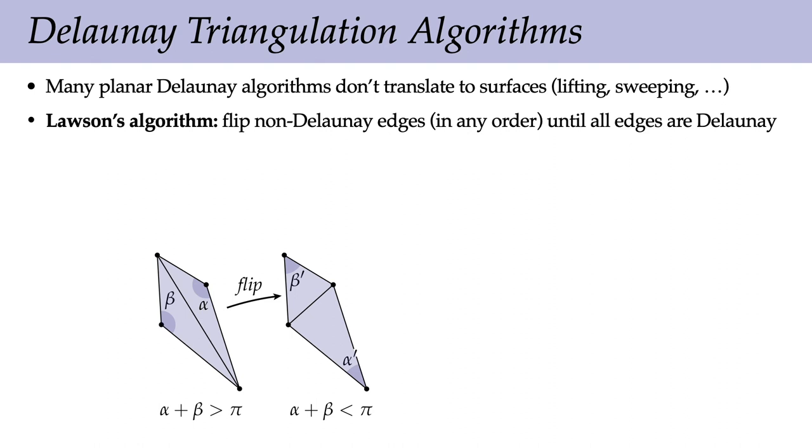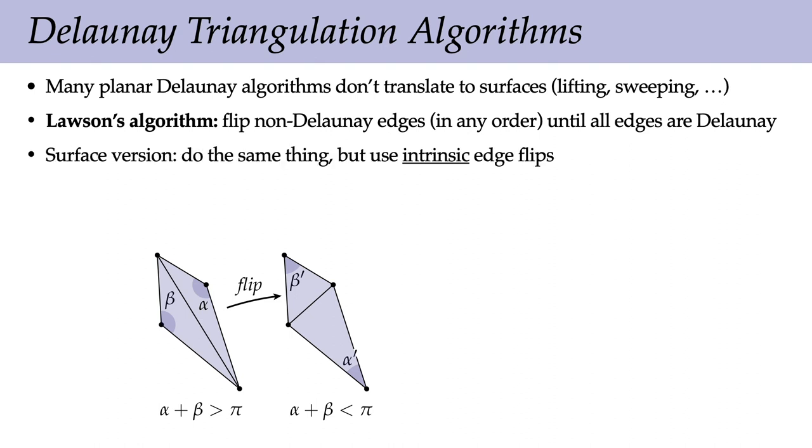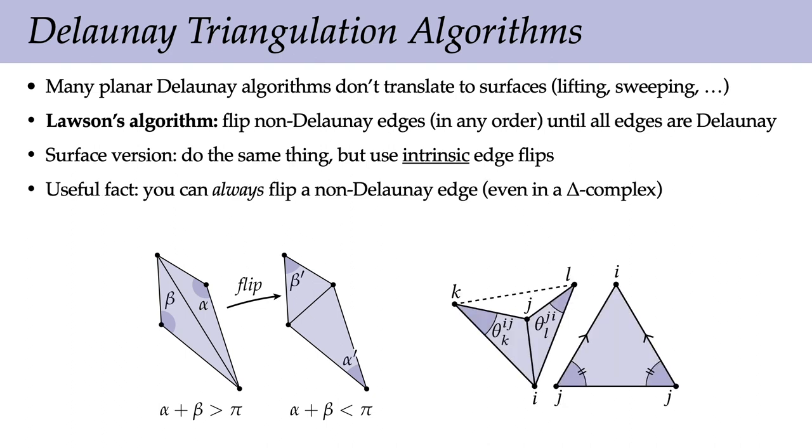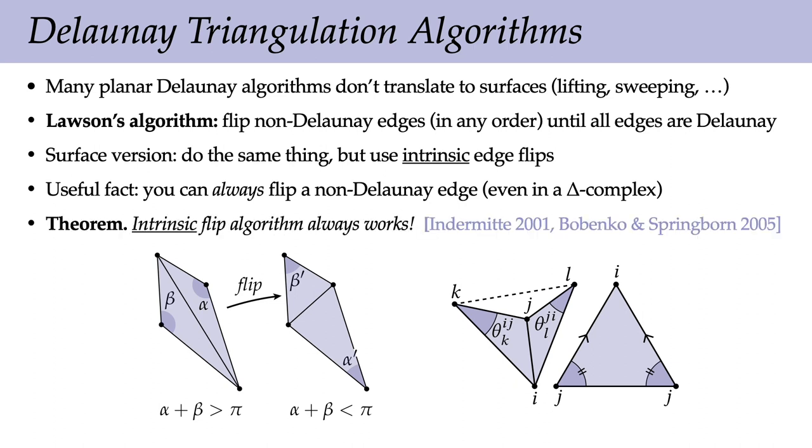For the surface version of this algorithm, we're going to do the exact same thing, but we're going to use intrinsic edge flips instead. And a really useful fact is that you can always flip a non-Delaunay edge, even in these strange delta complexes. Right? So if an edge is non-Delaunay, that means it's contained in a convex pair, and both of its endpoints are degree at least 2. An even more important theorem is that the intrinsic algorithm always works. If I flip edges long enough, I'll eventually always get to an intrinsic Delaunay triangulation.